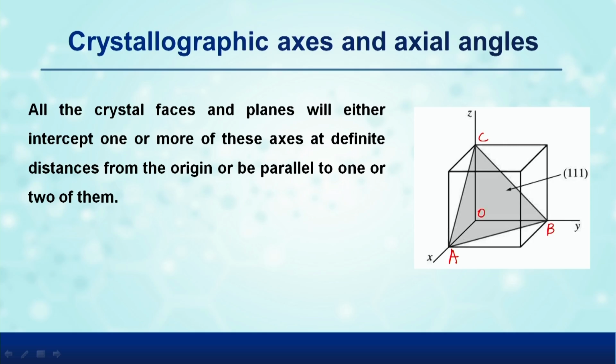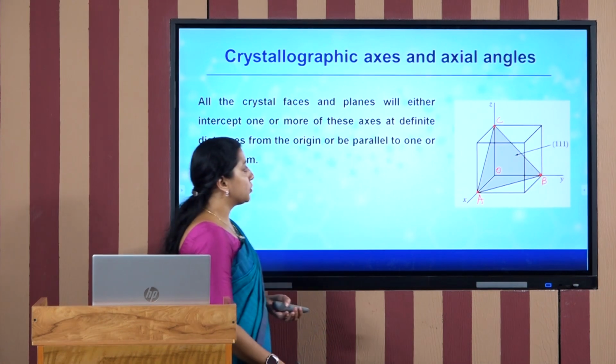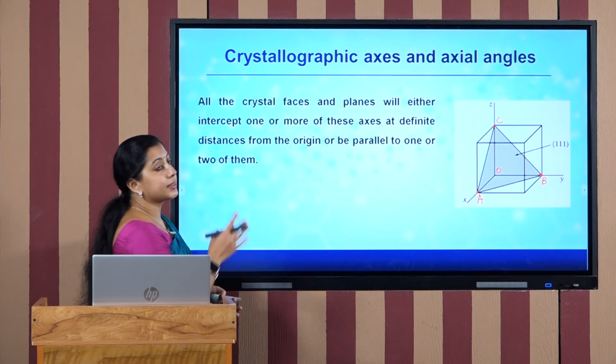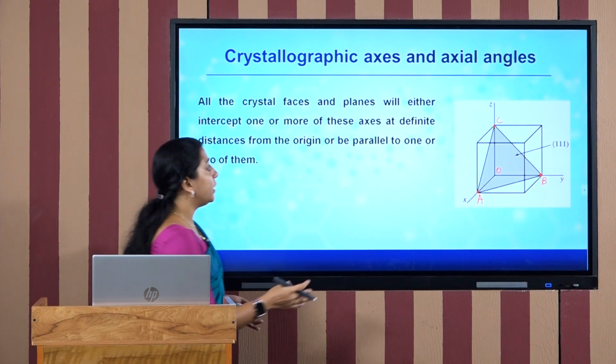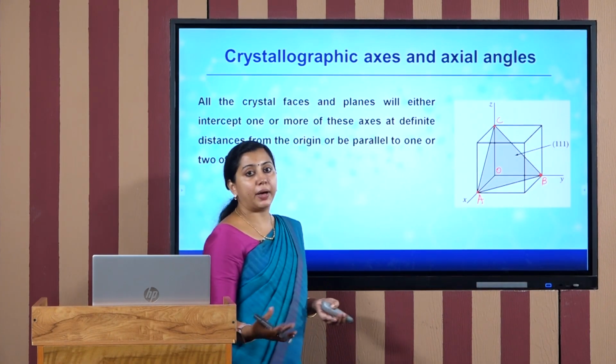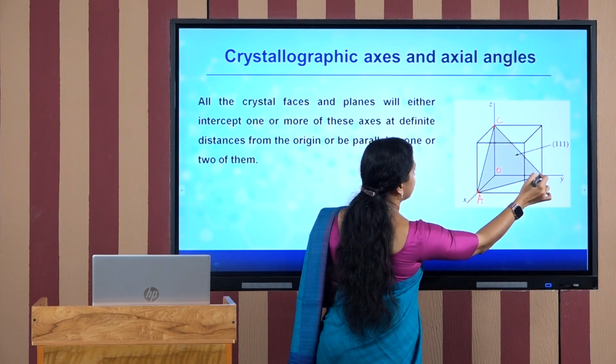So, you can see that the plane cuts the crystallographic axis, all the three axes, that is the x, y and z axis. So, we can choose an axis in such a way that all the crystal faces or planes will either intercept at one or two of these axes, or it can also go parallel. In this figure, you can see that the plane cuts all the three axes.